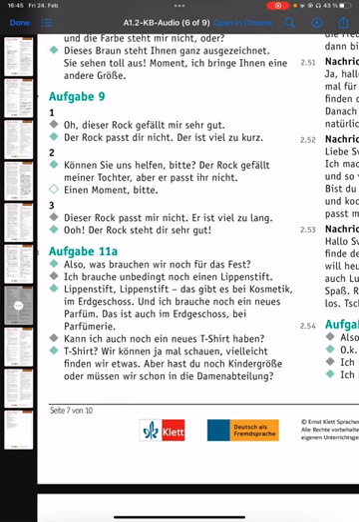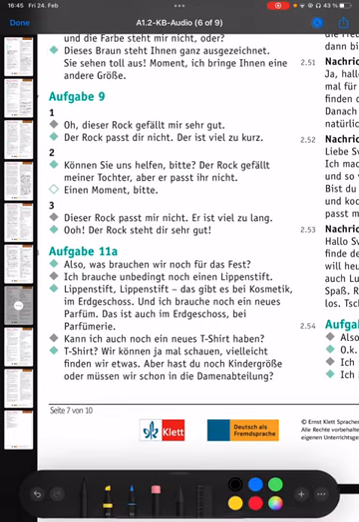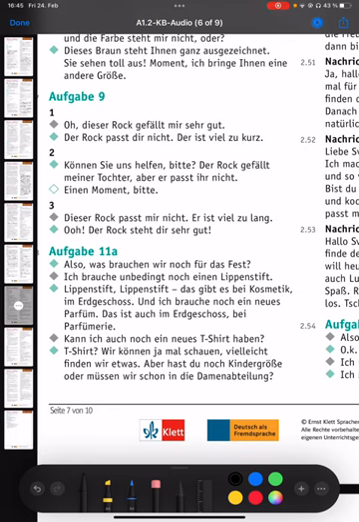Okay. Also, was brauchen wir noch für das Fest? What we need, or what we still need for the festival? Or Fest, some kind of, not festival, some party. Ich brauche unbedingt noch einen Lippenstift. I definitely need a lipstick. Lippenstift. Das gibt es bei Cosmetic in Erdgeschoss. So this line is important.